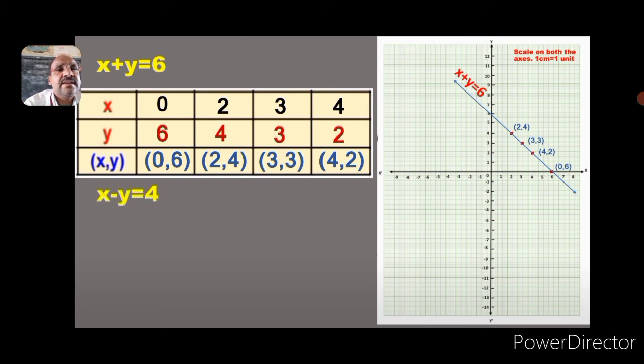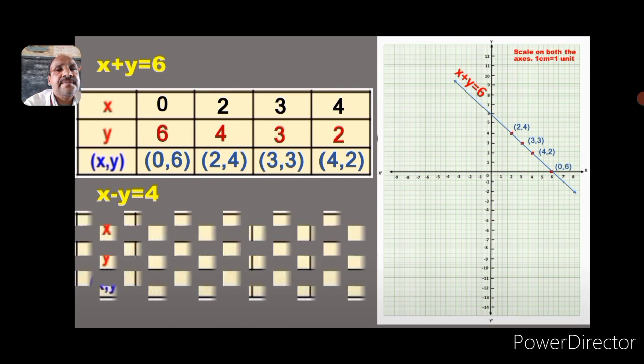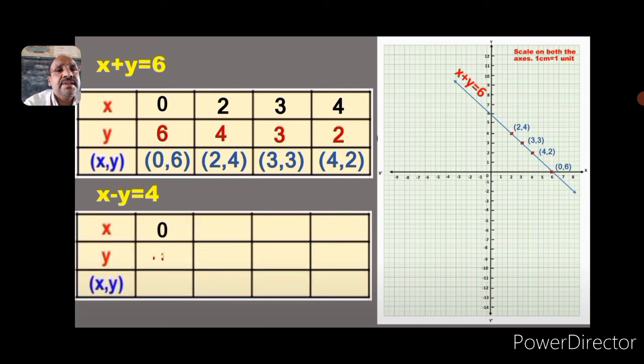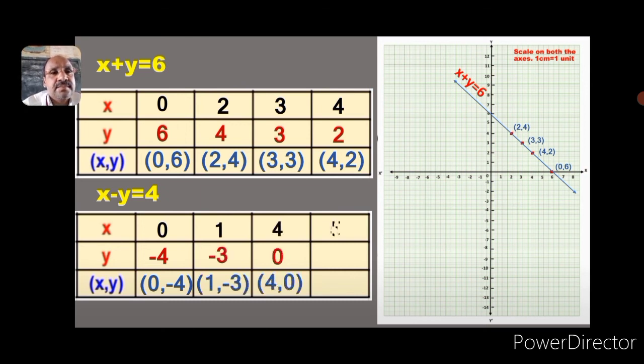Now another equation x minus y is equal to 4. We already arranged in table form. Now we plot these points on the graph paper. First point 0 minus 4, 1 minus 3, 4 0, 5 1. Now we join these points, then it will become the graph of equation x minus y is equal to 4.